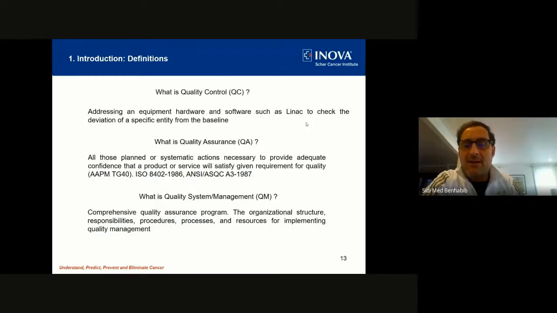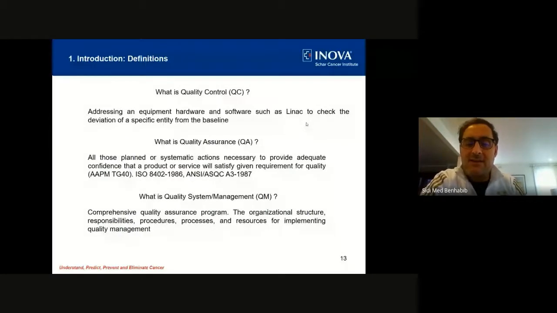So just quick definitions here. QC stands for basically addressing equipment hardware and software such as LINAC to check the deviation of a specific entity from the baseline. Let's say the gantry angle, the tests we do on a monthly basis.